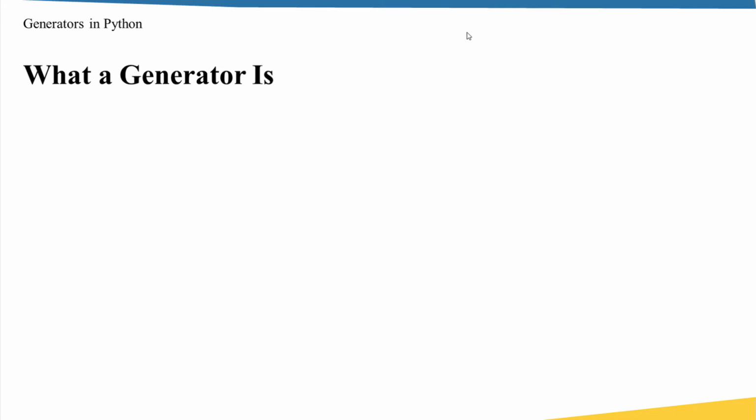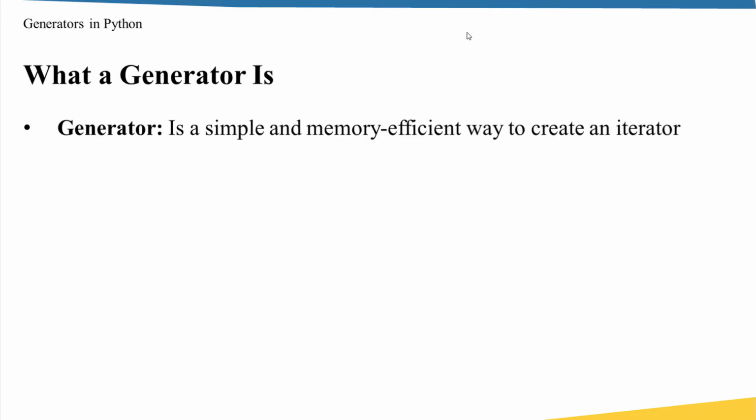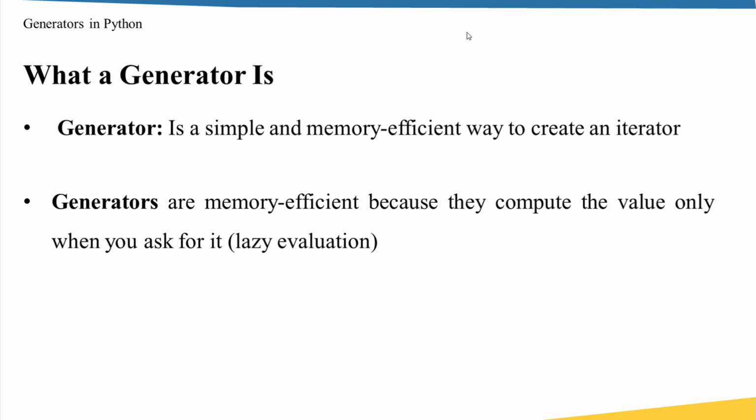Let's start by defining what a generator is. A generator is a simple and memory-efficient way to create an iterator. In a previous lecture, I defined what an iterator is, and as I mentioned, an iterator is an object that respects the iteration protocol, in which the object saves its current state, and whenever we use the next function with the iterator, we get the next item and the object updates its current state. Now, why is a generator memory efficient? Because generators compute the value only when you ask for it, and this is known as lazy evaluation.